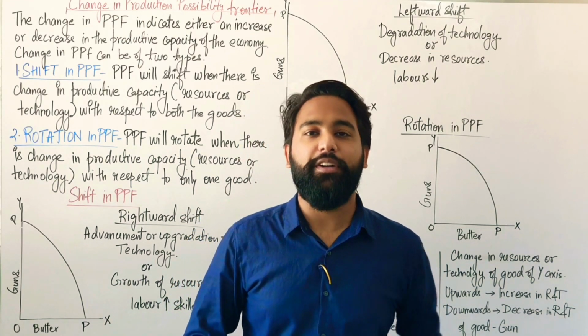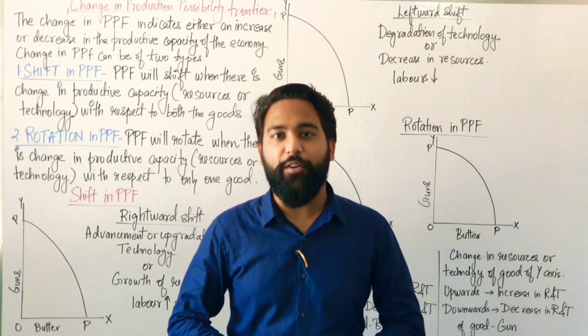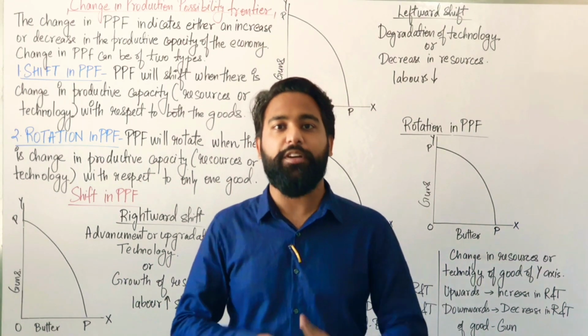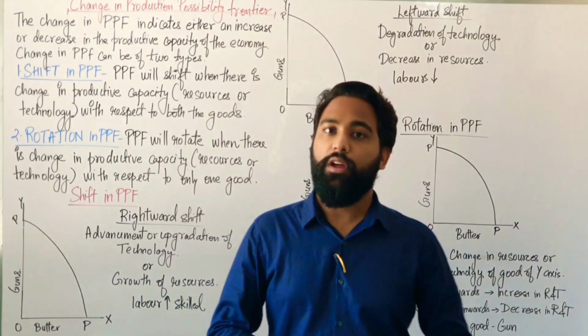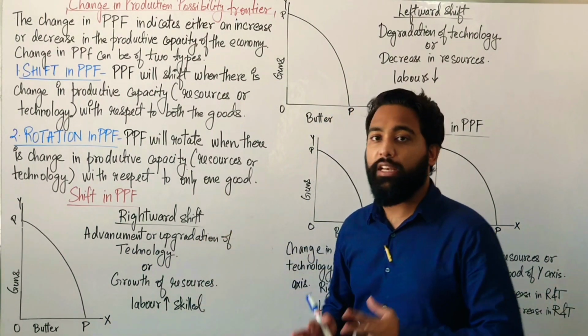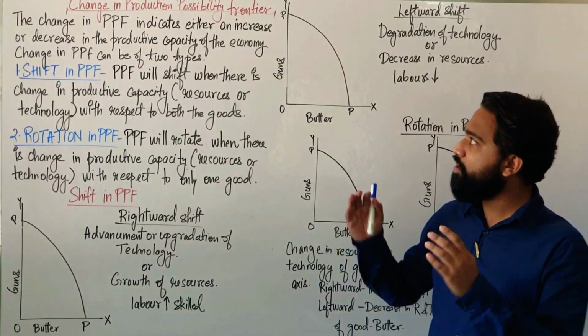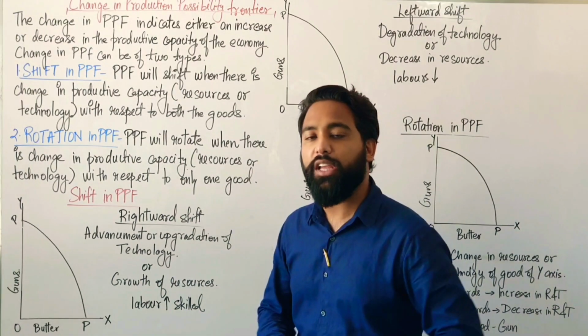I am Avinash Lambert, your economics guru, and today we are going to continue with our first chapter, which is introduction. Today we are here with the last topic of this chapter, which is changes in the production possibility frontier.